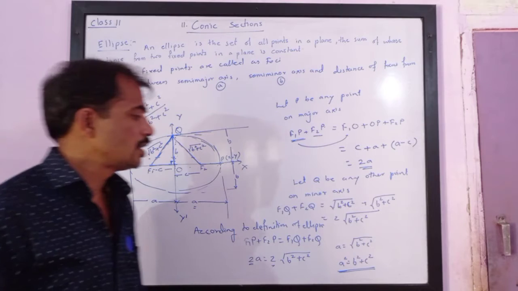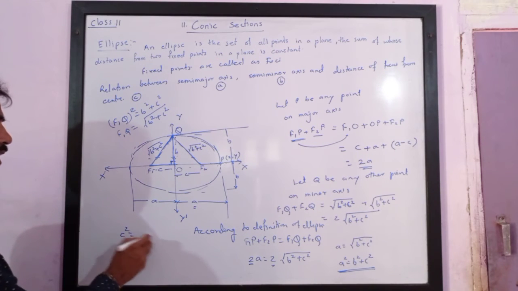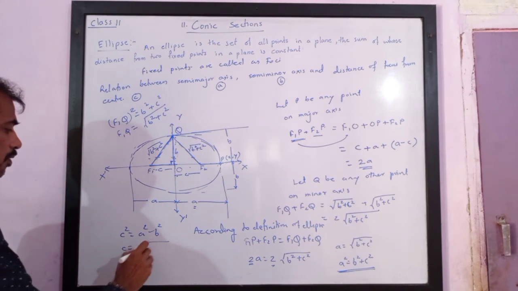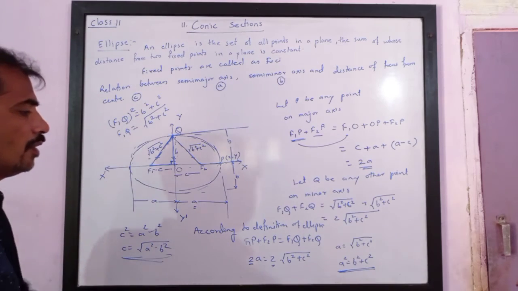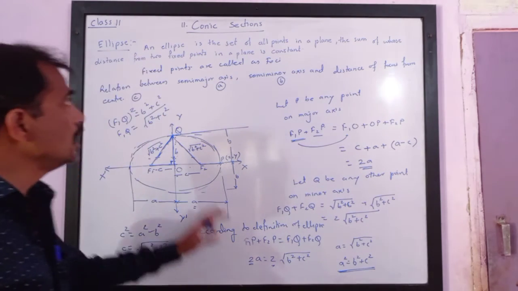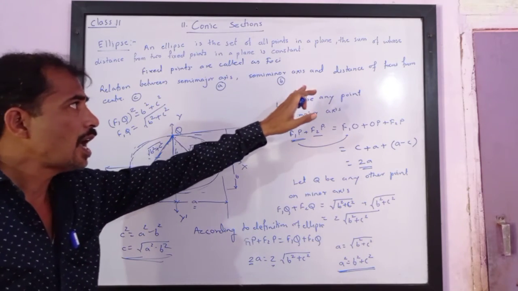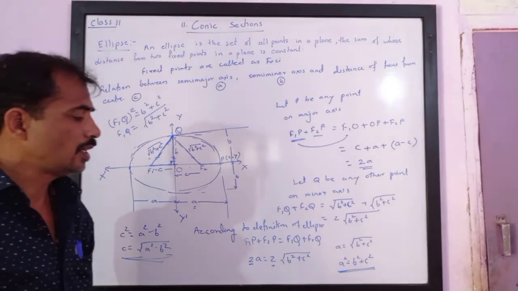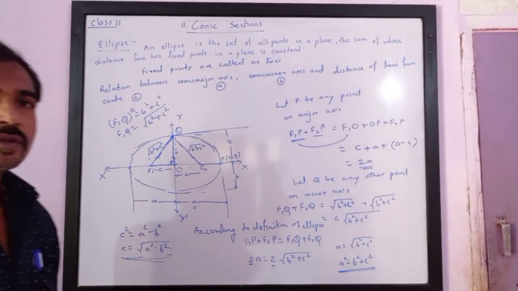Sometimes if the distance of the focus is asked, it can be remembered this way also: C square is equal to A square minus B square. It means C is equal to root of A square minus B square. So any one of the equations you can remember to find the relation between the semi-major axis, semi-minor axis, and distance of the focus from the center.